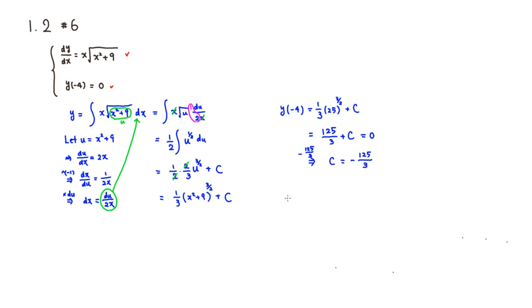So therefore, we have the complete formula for the solution. y is equal to 1/3 times the quantity x squared plus 9 raised to the 3/2 power, minus 125 over 3. So that is the solution of the given initial value problem. That's it. I hope that this was clear.